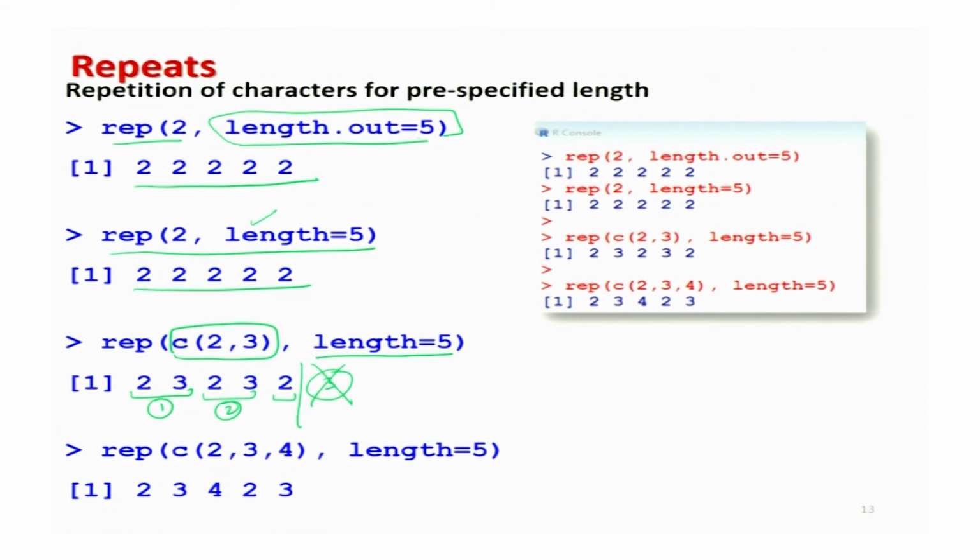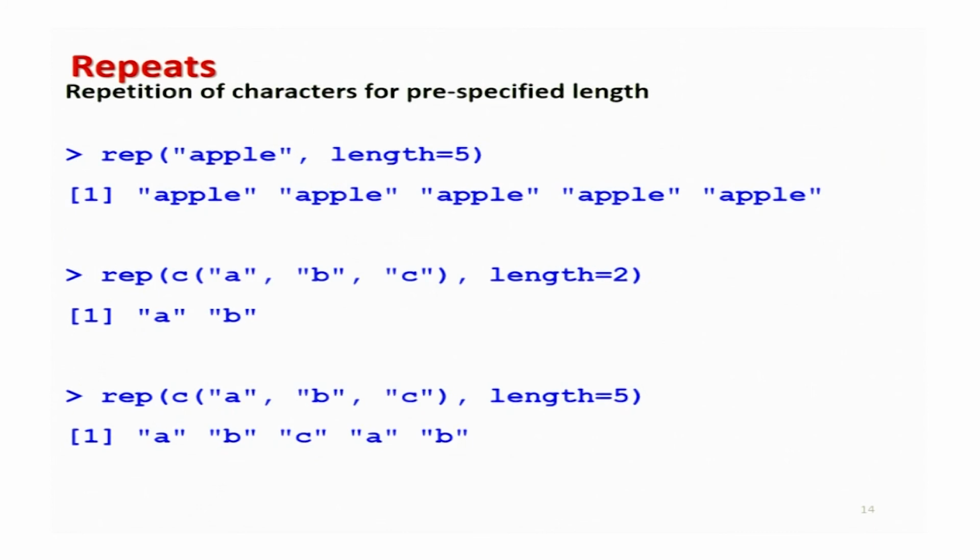And similarly, if you take 3 elements 2 3 and 4, and still take the length equal to 5, this 2 3 4 is going to be repeated, and then once again 2 3 4 will be repeated, but then there is no place for the last value 4, because the 5th place is occupied by 3. So that is why it will stop here, and you will get only 2 3 4 and 2 3, right? So this is what you have to keep in mind.